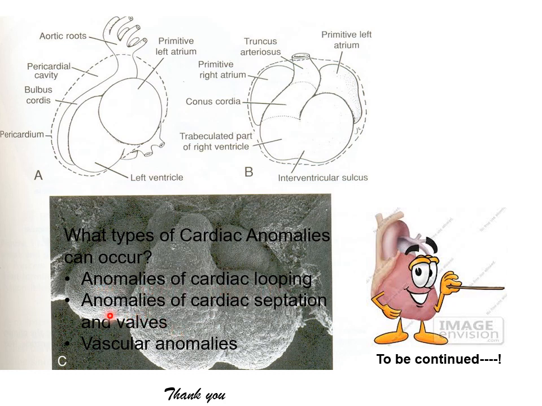Then you see how septa have developed. So anomalies of cardiac septation: atrial septal defect, ventricular septal defect, or spiral septal defects, etc. Anomalies of valves, so valve atresia or stenosis, or vascular anomalies, meaning anomalies of the big vessels, which we shall see next time.